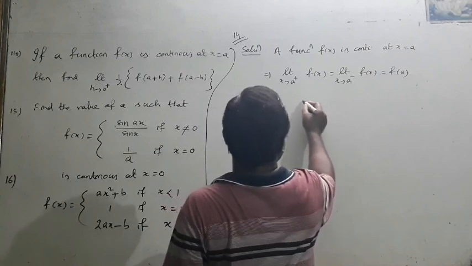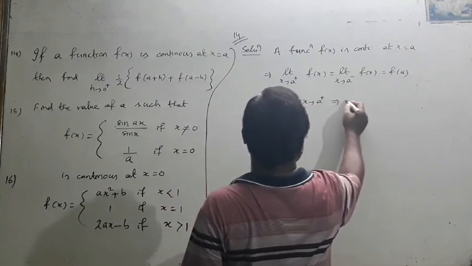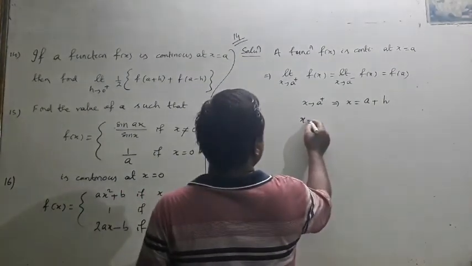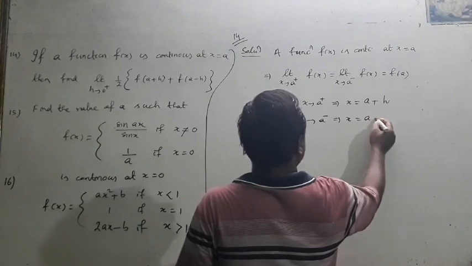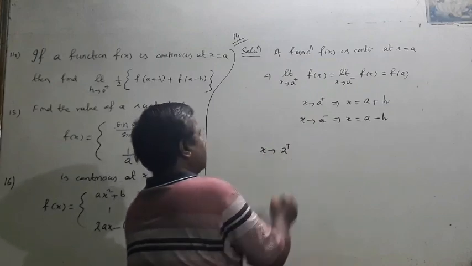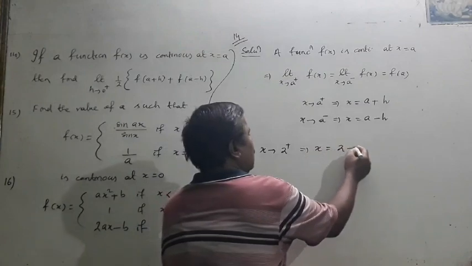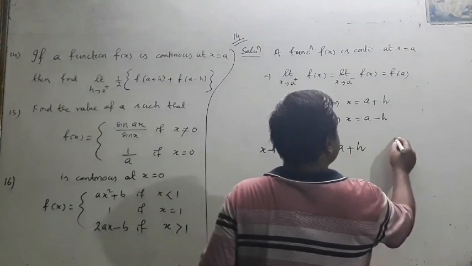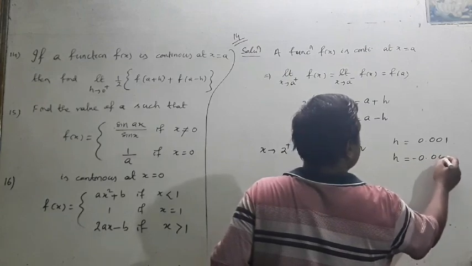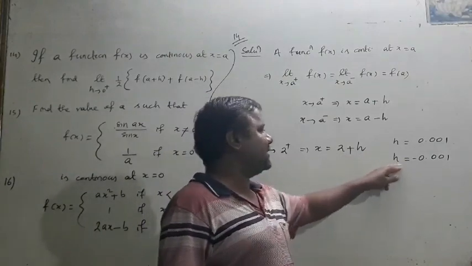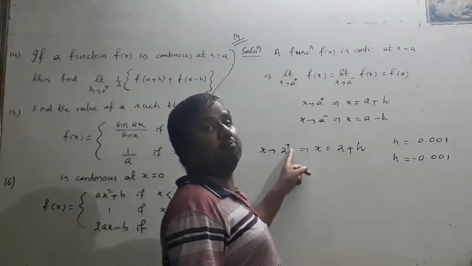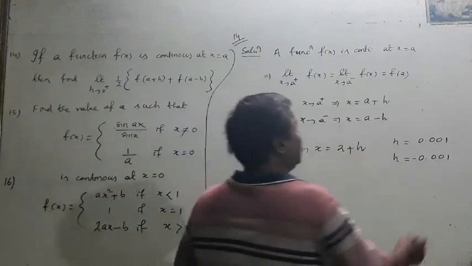So look here. What do you mean by x tends to a plus? It implies x is a plus a slight thing. X tends to a minus means x is equal to a minus h. And what is that h? Suppose I am telling x tends to 2 plus. Then tell me, this implies x is equal to what? 2 plus h. Then what type of h is this? Suppose I am telling 0.001. Another boy is telling minus 0.001. So if I take h is equal to minus 0.001 and put it here, then it will not be more than 2. It will be less than 2. So in this case it is not possible.